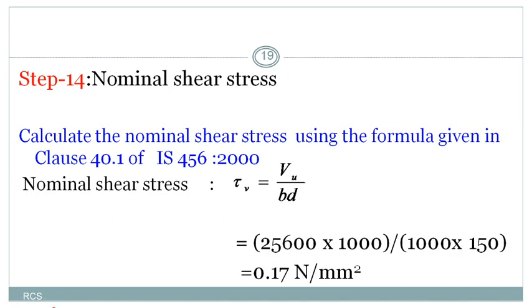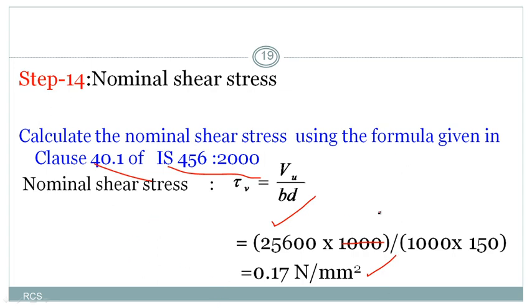Then calculate the nominal shear stress. This can be obtained from the formula VU by BD. It is given in IS 456 2000 in clause number 40.1. So substitute the values. VU is 26500. Again, it is not correct. We need to multiply this by 1000. We have already converted into Newtons. Divided by 1000 into that, we'll get our tau V as 0.17 Newton per mm square.